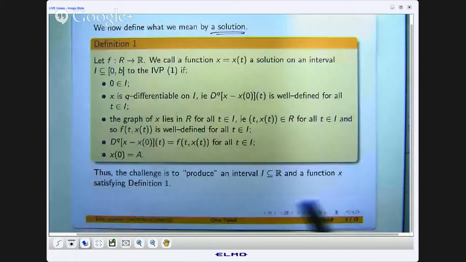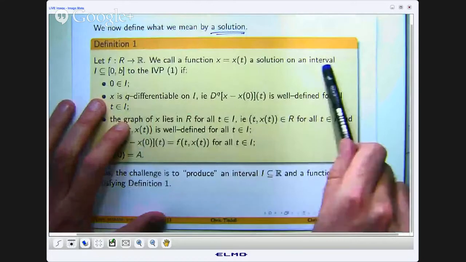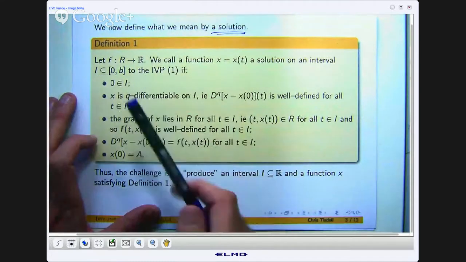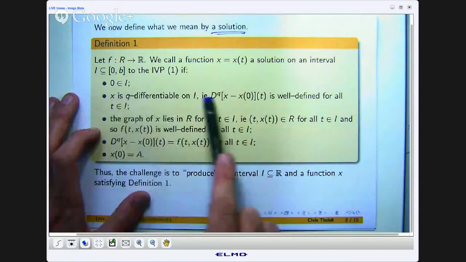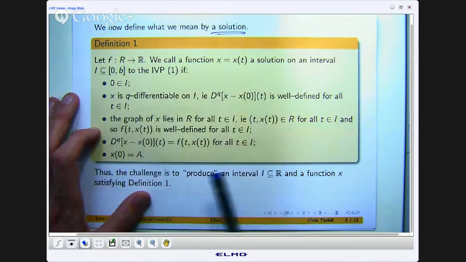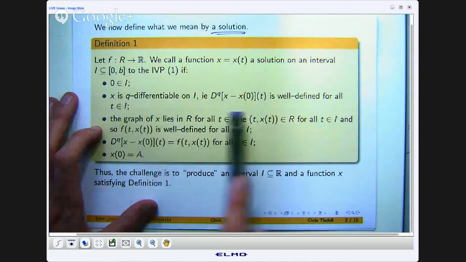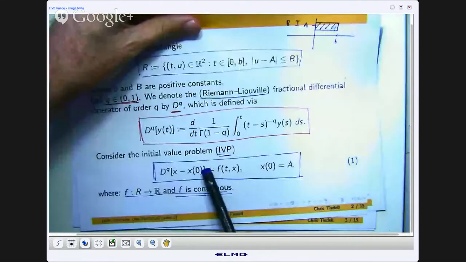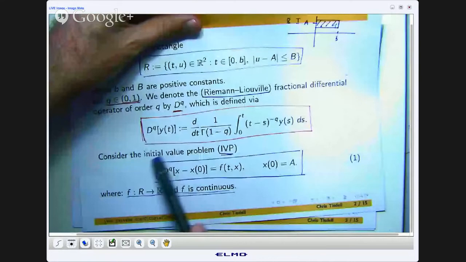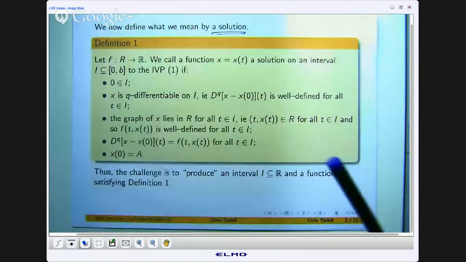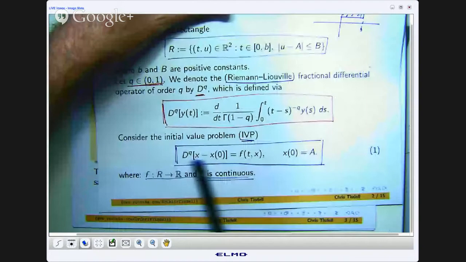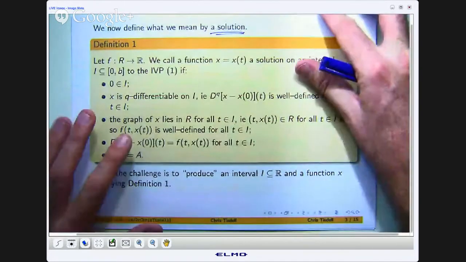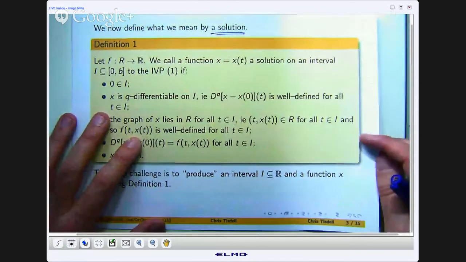Okay, so we call x of t a solution on some interval I if all of these things are satisfied. So 0 is in the interval, this thing's well defined, the graph of x lies in the rectangle, so the left-hand side's defined, the right-hand side's defined, and then this has to hold at all points, and this has to hold. So this is just ticking off these things. Okay, all right, so I don't want to get bogged down too much in that.